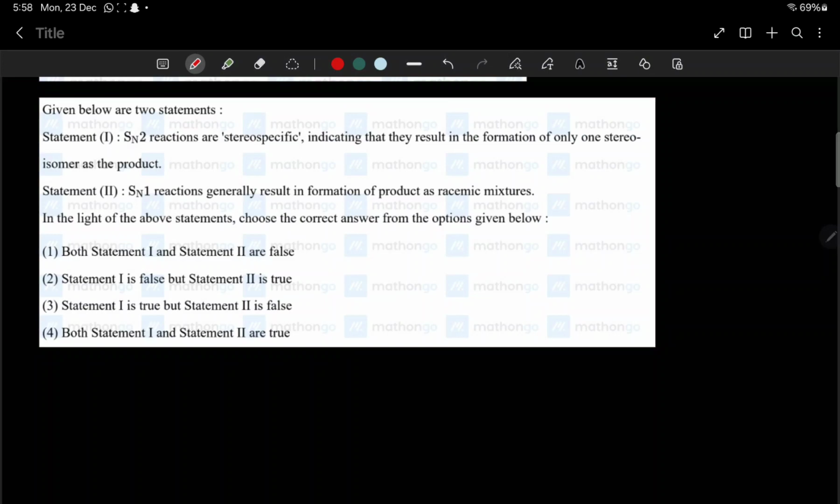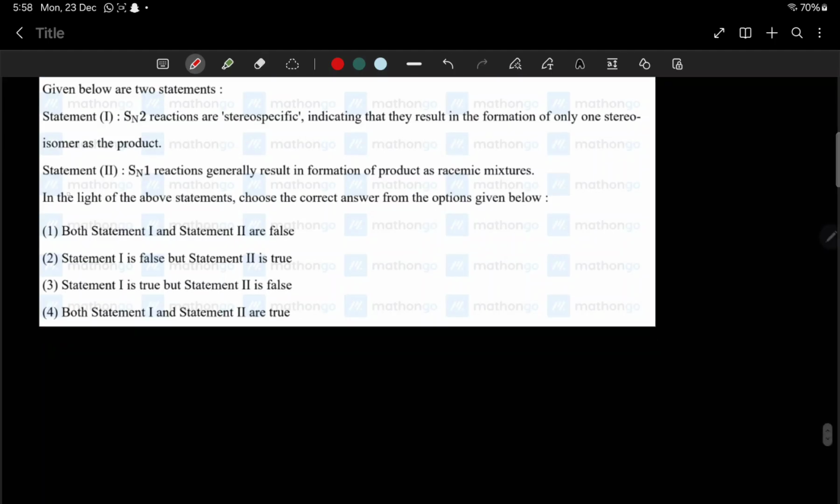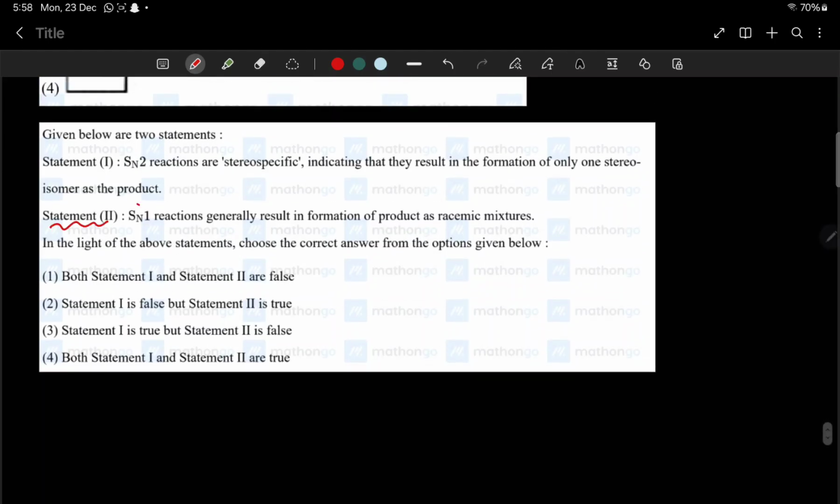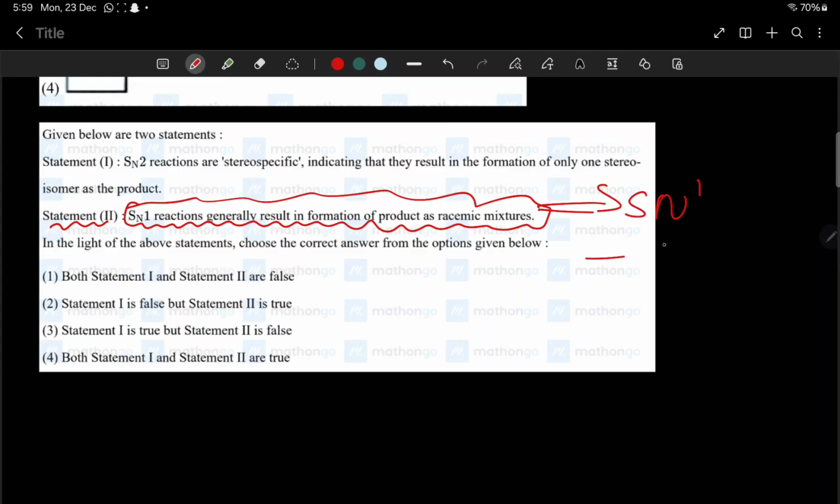SN2 reactions are stereospecific, indicating that they result in formation of only one stereoisomer as a product. SN1 reactions generally result in formation of a product as a racemic mixture. First I'll deal with statement 2. SN2 reaction generally results in formation of product as a racemic mixture. Correct, because I told you it is SN1 order, it is racemization. SN1 racemization, SN2 inversion. SN2 reaction is stereospecific, indicating that they result in formation of only one stereoisomer as a product. Yeah, because only inversion.